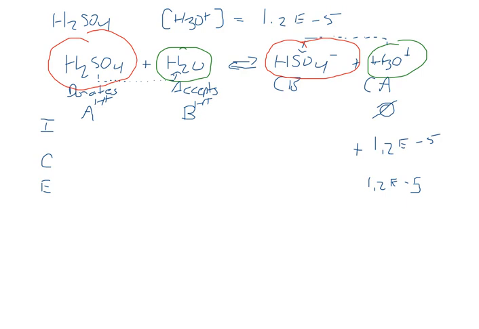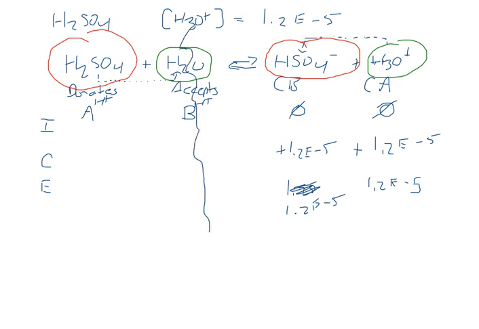If this one went up, what else do we know? Yeah, this one went up. You said up, right? Because this guy would have started at 0 and went up to 1.2 times 10 to the minus 5. What about water? Water doesn't count, and liquids don't have variable concentrations, so I don't even need to worry about this table right here.